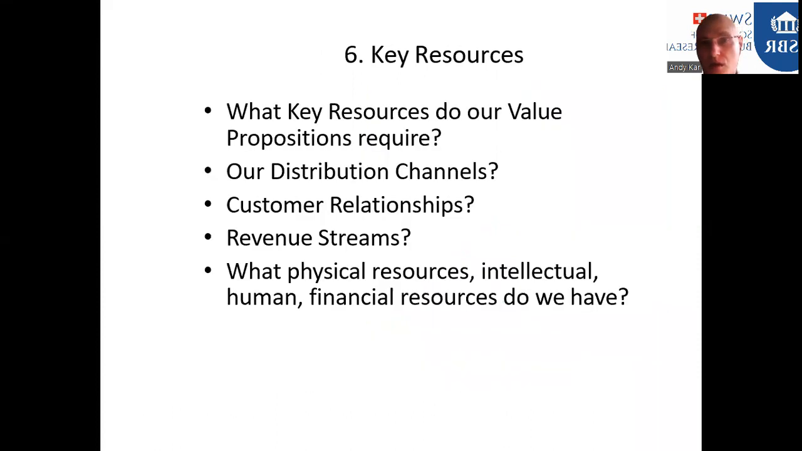Key resources. In terms of key resources, we need to address specific questions. What key resources does our value proposition require? Our distribution channels, our customer relationships, our revenue streams. What physical, intellectual, human, financial resources do we have? Because, you know, sometimes we have two approaches.